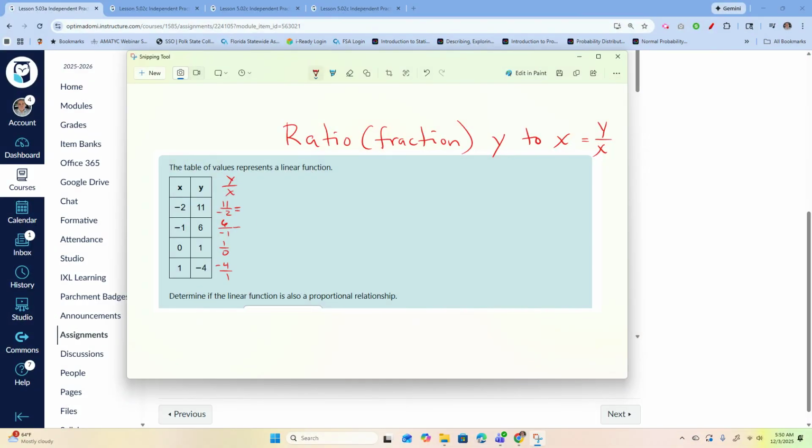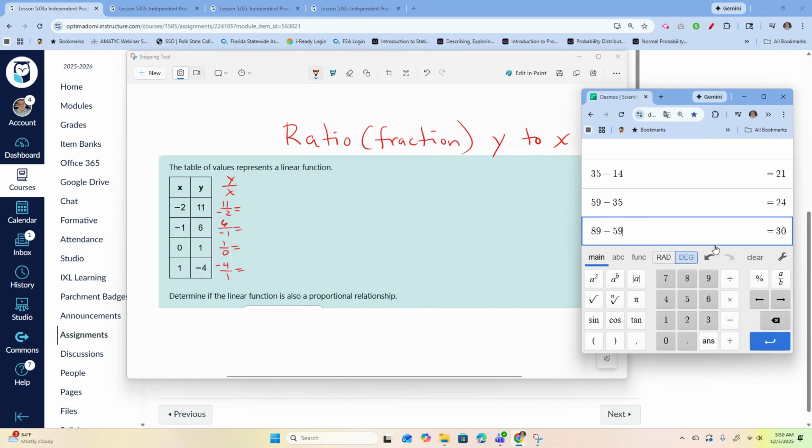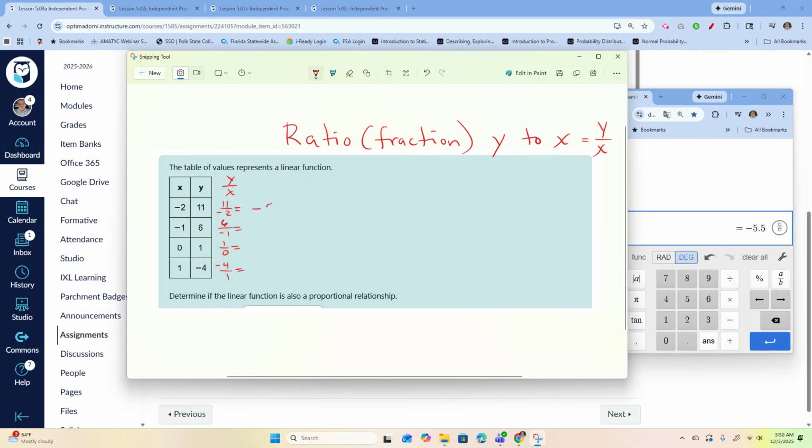And then I'm going to take my calculator, and remember, a fraction is a division problem. Okay. And I'm going to start doing this. I'm going to divide 11 divided by negative 2. And you can see I got negative 5.5. Okay. The next one, 6 divided by negative 1, that's going to be negative 6. And I'm going to stop there.